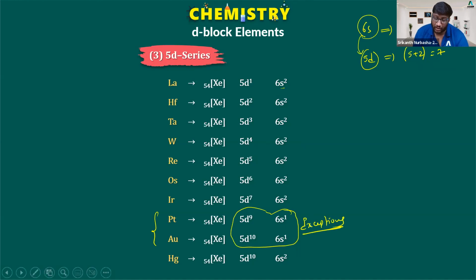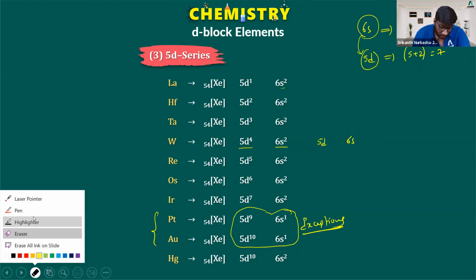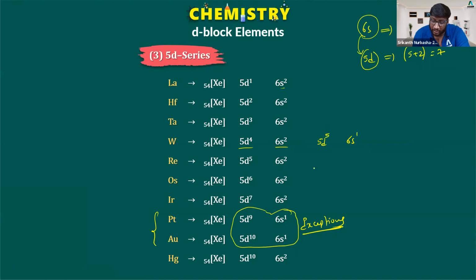Write down this. You may again ask a question, sir, why are you not writing for the 6s2 5d4 configuration as 5d5 6s1? You can ask, right? Because in 5d5 you have half-filled electronic configuration. In 5d5 6s1, you have a half-filled 5d subshell, which is more stable generally speaking. But that is not happening here in the 5d series.